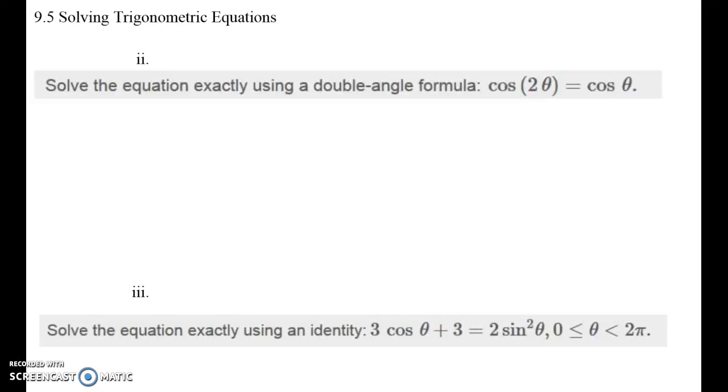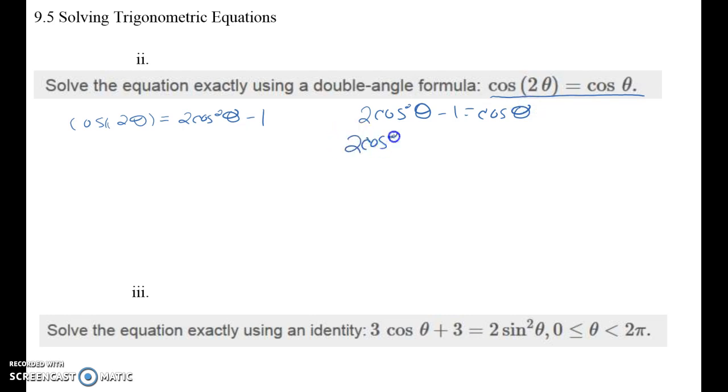Next example we want to work here is we want to solve the equation exactly using a double angle formula. And so with this problem here, you can see that we are starting with cosine of 2 theta equal to cosine theta. So let's just remember out here to the side, cosine of 2 theta, one of the double angle formulas we can use for this one, is 2 cosine squared theta minus 1. My hope is in using this one, I can get into singular cosine thetas, move them all around, solve it like we did in some previous problems, almost like a quadratic.